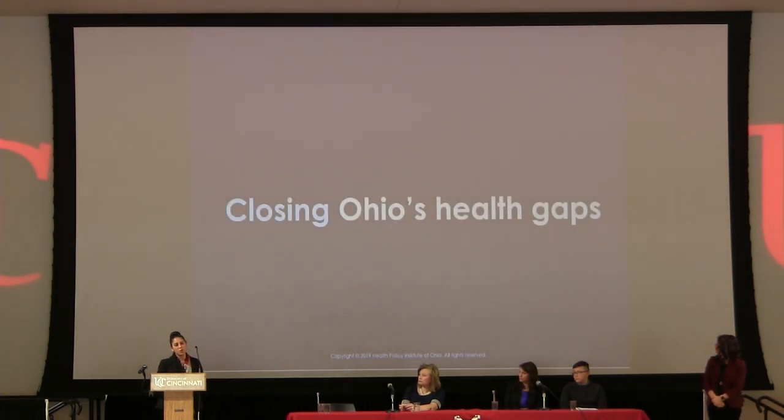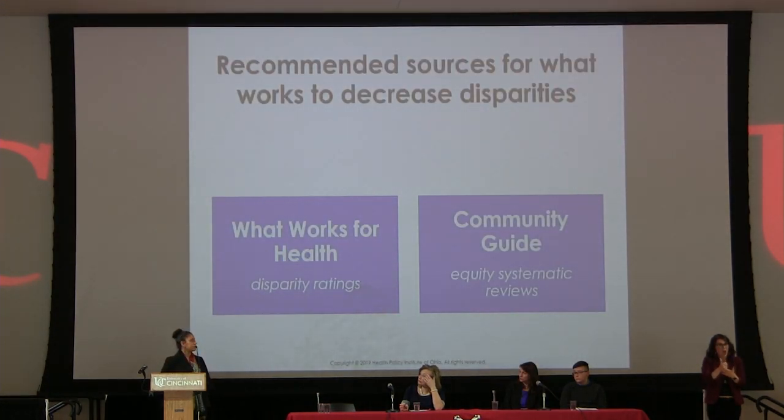On a more hopeful note, we also know that there are evidence-based strategies to closing these health gaps. We look to two specific evidence registries that examine whether or not the research shows the strategy, if implemented, is likely to reduce health disparities. And that's County Health Rankings, What Works for Health, and the Community Guide, where they have a set of strategies that they've identified as equity strategies that have research that demonstrates that they can be effective in closing health gaps. How many of you are familiar with these evidence registries?